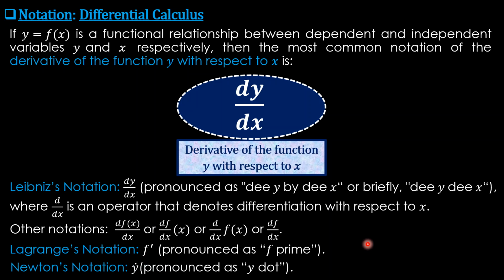Newton's notation, which is y dot, pronounced as y dot, but most frequently we will use dy dx or f prime. Newton's notation is not very commonly used. This is used in a particular section of physics or math higher courses.